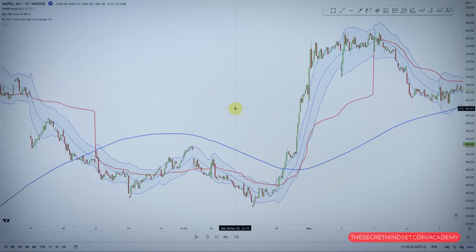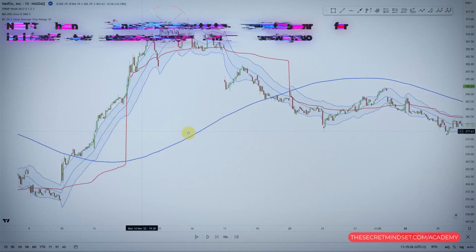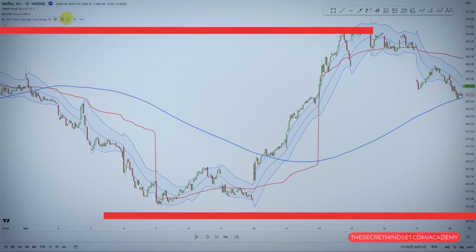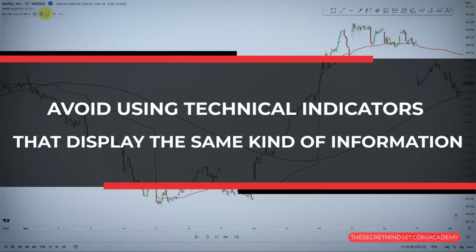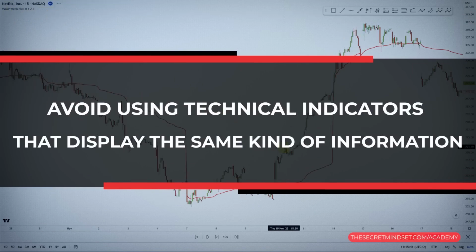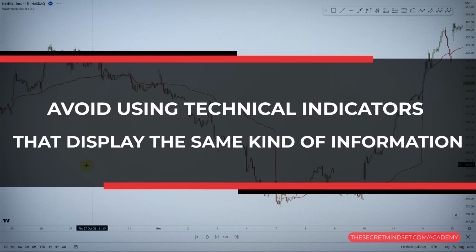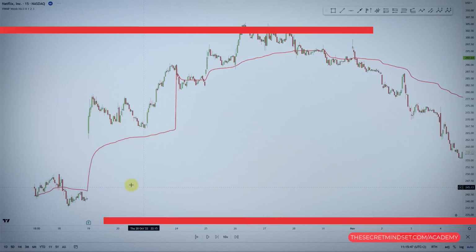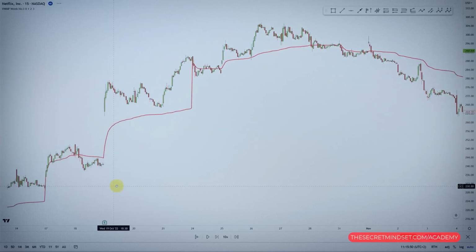The problem with using unfitting technical indicators is that you might actually think that trade signals are stronger if all indicators point in the same direction. And this is completely wrong. The solution is simple: avoid using technical indicators that display the same kind of information. The best strategy with multiple indicators combine tools that show a different type of information.